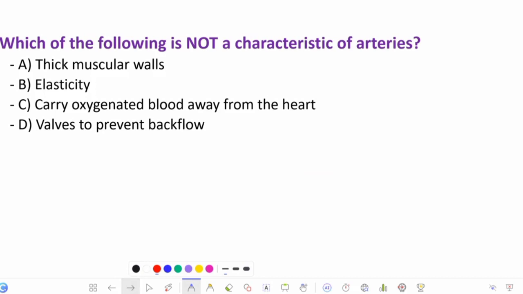Which of the following is not a characteristic of arteries? Arteries are blood vessels which usually carry oxygenated blood from the heart towards the cells. Number one, thick muscular walls: yes, it is a characteristic of arteries. Elasticity is a characteristic of arteries. Carrying oxygenated blood away from the heart: yes, this is also a characteristic of arteries. But finally, valves to prevent backflow: this is not a characteristic of arteries.